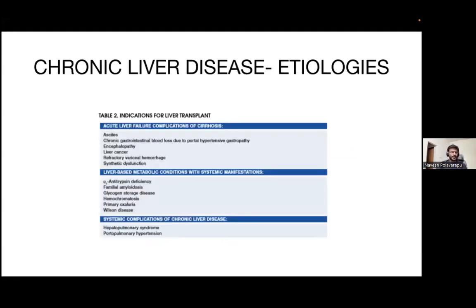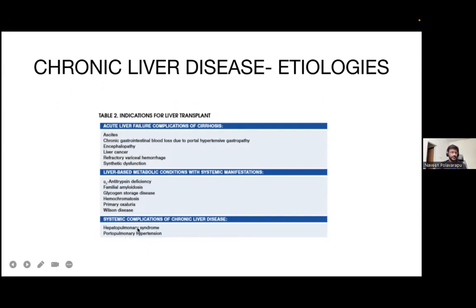And for patients with complications of cirrhosis, we'll go through all those scoring systems in a bit. But when chronic liver disease patients develop ascites, or any GI bleed, encephalopathy, liver cancers, refractory variceal hemorrhage, or poor liver synthetic function, these are the common indications that we see for liver transplantation. And as I mentioned earlier, all the storage disorders, Wilson's disease, particularly in the younger population, we do have to consider liver transplantation for these patients.